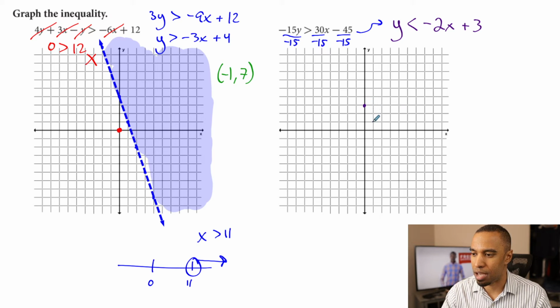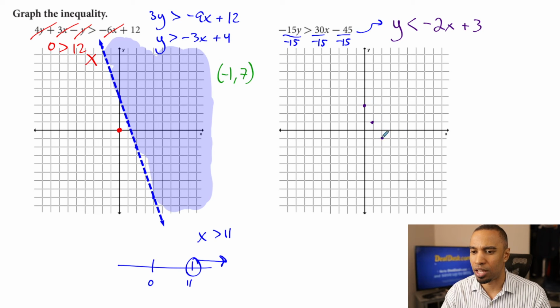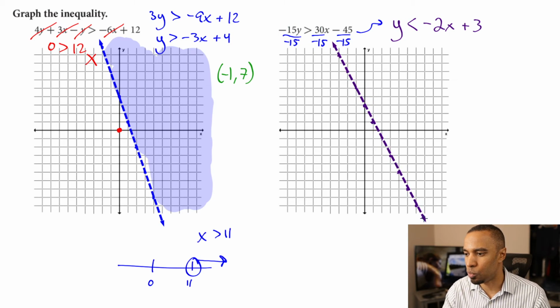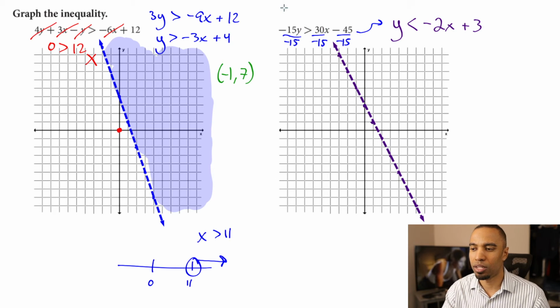Start at 3 and go down 2 over 1. This problem's a lot like the last one as far as the graph looks. However, for the shaded region, I'm seeing a less than now, and a less than would mean shade under. Now I'm going to test 0, 0 for you and make sure that shading under does work. My line is going to be a dashed or broken line here because we are doing less than and not less than or equal to. So dashed or broken line as the boundary line itself.